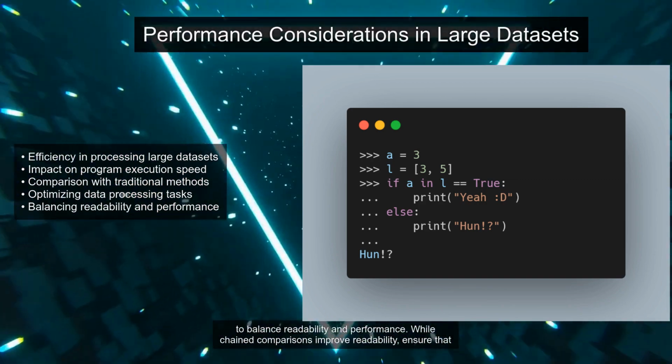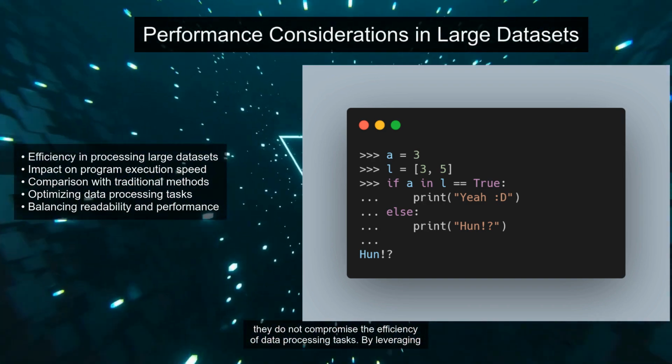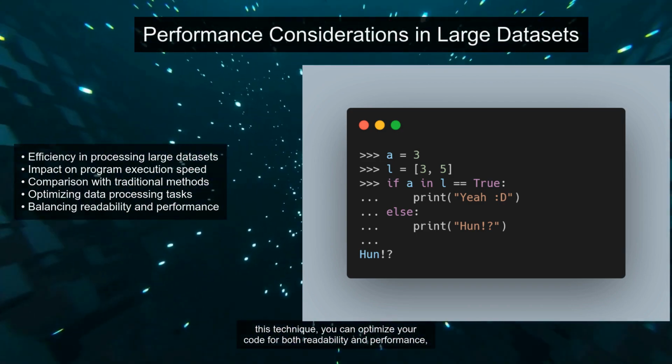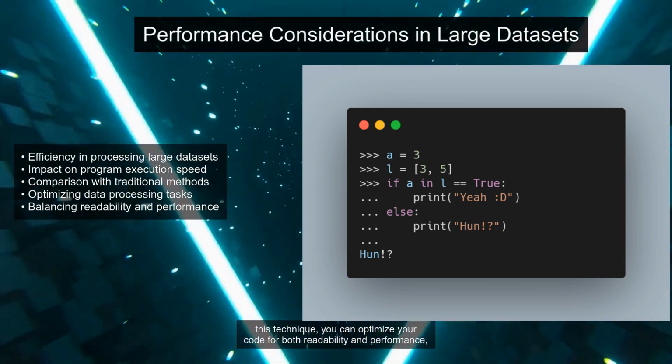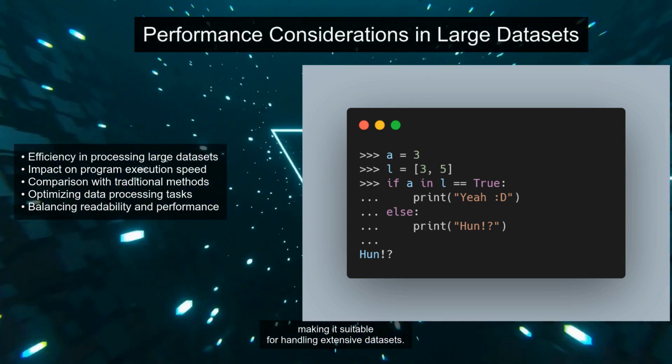However, it's important to balance readability and performance. While chain comparisons improve readability, ensure that they do not compromise the efficiency of data processing tasks. By leveraging this technique, you can optimize your code for both readability and performance, making it suitable for handling extensive datasets.